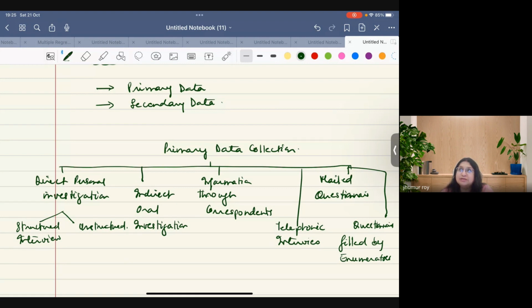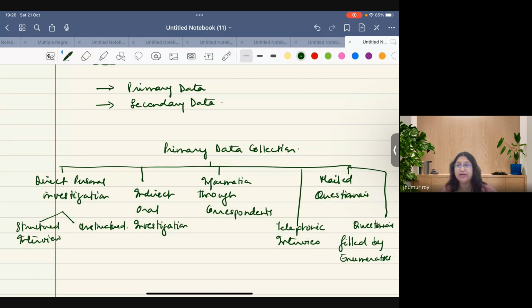But when the person does not hand over the questionnaire to you, but asks you the question and he fills the answers. Like he'll ask you, what is your age? You say 24 years. He marks 24 years. What is your educational qualification? You say, I'm a PhD. He marks that. Then, do you like to watch movies? You say, yes. He marks that. So he's not giving you the form to fill. He is asking you each question and marking it.